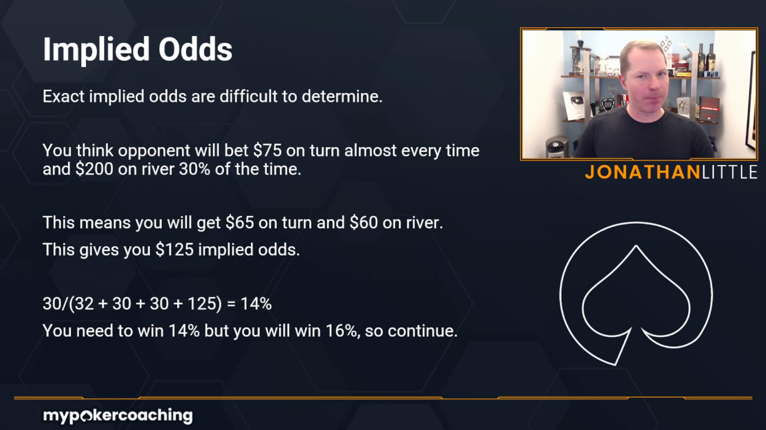Realize you're not presuming you're going to stack your opponent for $500 every time. It doesn't work like that because you're not going to stack them every time, but you will get some money in, right? So let's take a look at this. 30 divided by 32 plus 30 plus 30 plus 125 equals 14%. So now, accounting for the implied odds, you need to win 14% of the time, but you will win 16% of the time, or at least you'll make a straight on the turn 16% of the time. So you should continue.